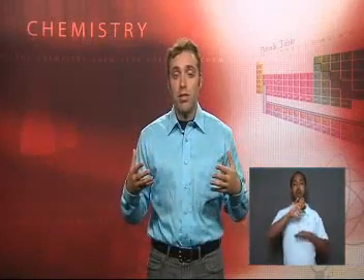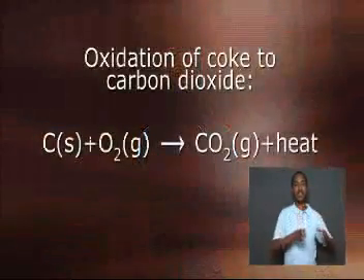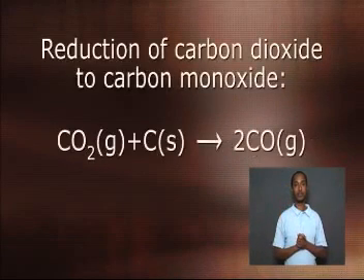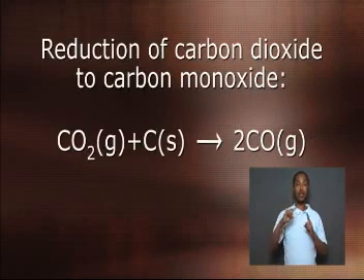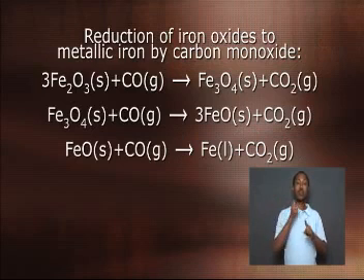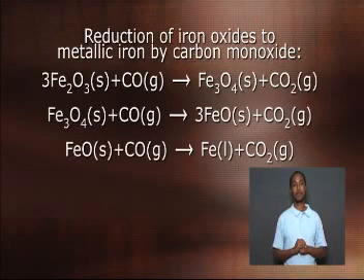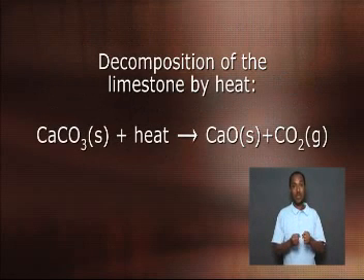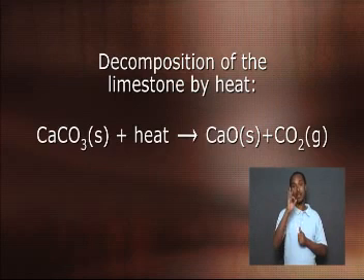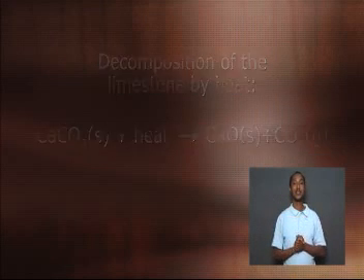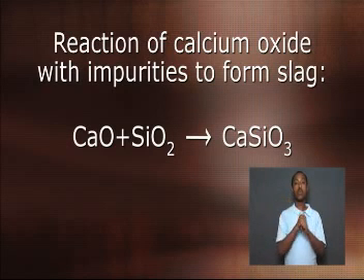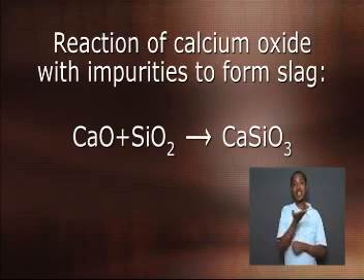These are the overall reactions that occur in the blast furnace. The oxidation of coke to carbon dioxide. The reduction of carbon dioxide to carbon monoxide. The reduction of iron oxides to metallic iron by carbon monoxide. The decomposition of the limestone by heat in the blast furnace produces calcium oxide, which serves as a flux to remove impurities. The reaction of calcium oxide with impurities like silica forms calcium silicate, which is a glass-like material called slag.